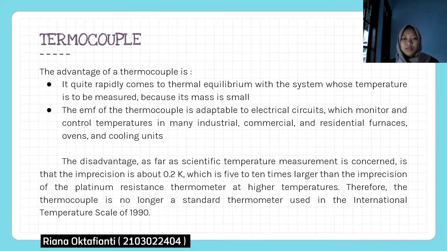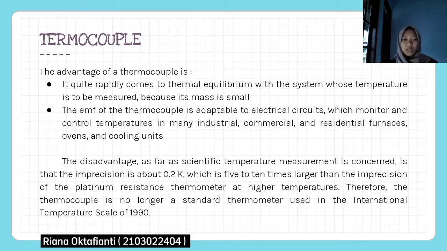The advantage of a thermocouple is it quite rapidly comes to thermal equilibrium with the system whose temperature is to be measured because it may be small. The EMF of the thermocouple is adaptable to electrical circuits, which monitor and control temperature in many industrial, commercial, and residential furnaces, ovens, and cooling units.